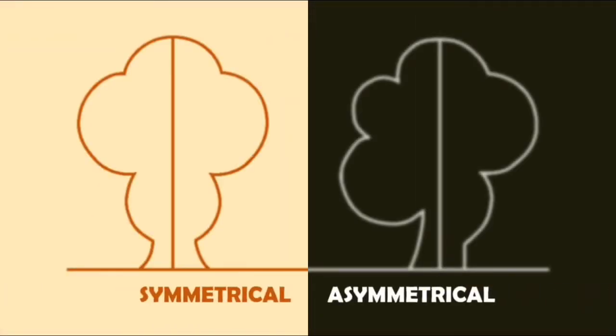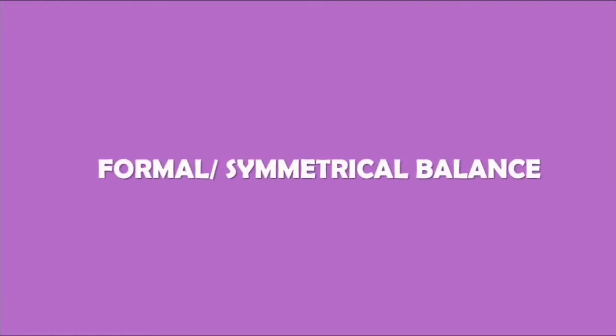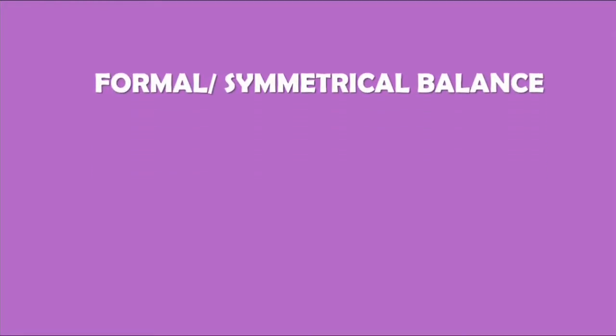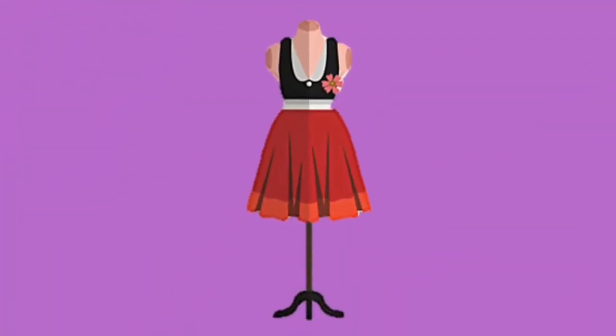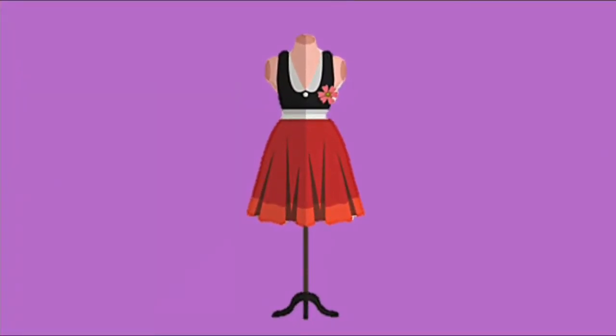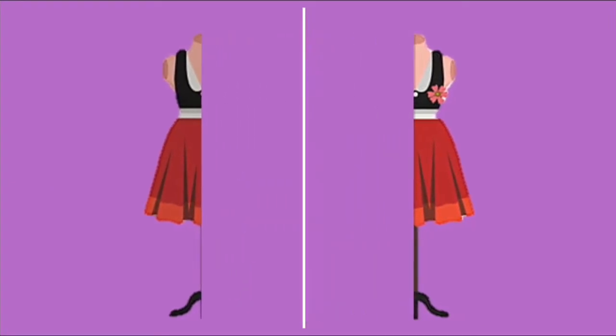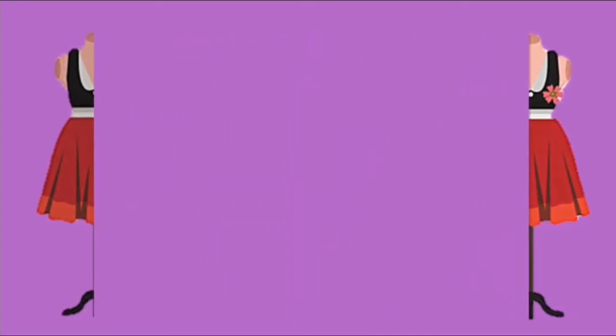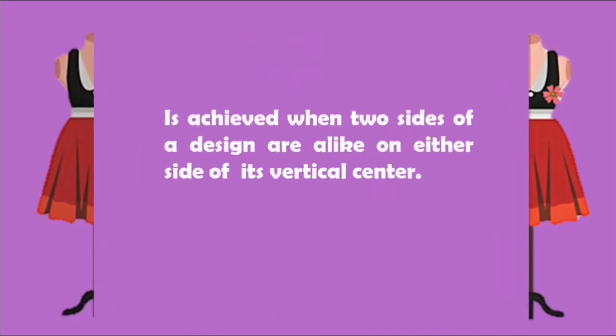We have two types of balance, which are symmetrical and asymmetrical balance. Symmetrical balance is also referred to as formal balance. For instance, this dress is symmetrically balanced because if divided into two, both parts come out the same. Symmetrical balance is achieved when two sides of a design are alike on either side of its vertical center, just like the example I just gave.